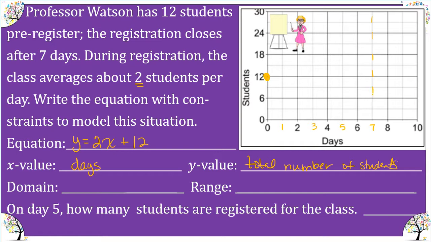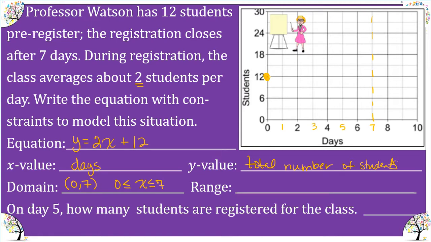So I'm just going to sketch in this vertical line. So my days is going to be from day 0 to day 7. That's the only X values that are allowed. So we can write this in interval form from 0 to 7. You may also see it as an inequality. So X being my days can be from 0 up to 7. Okay, and then we'll talk about our students in just a second.